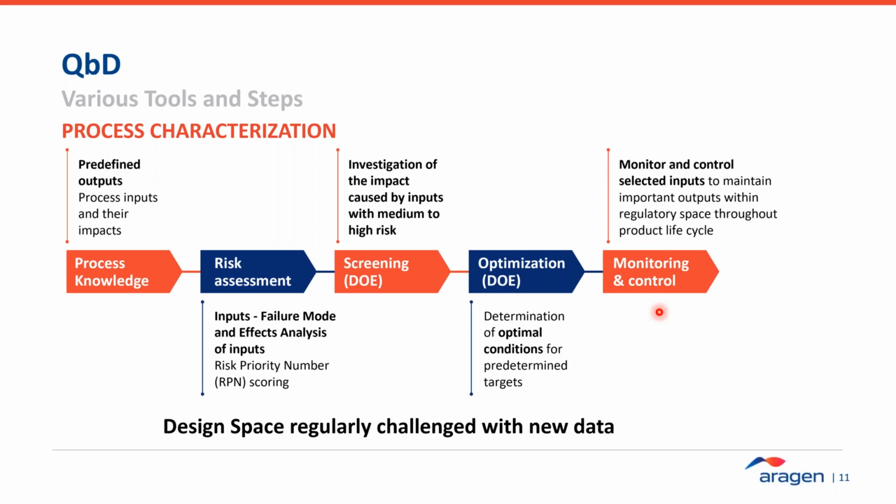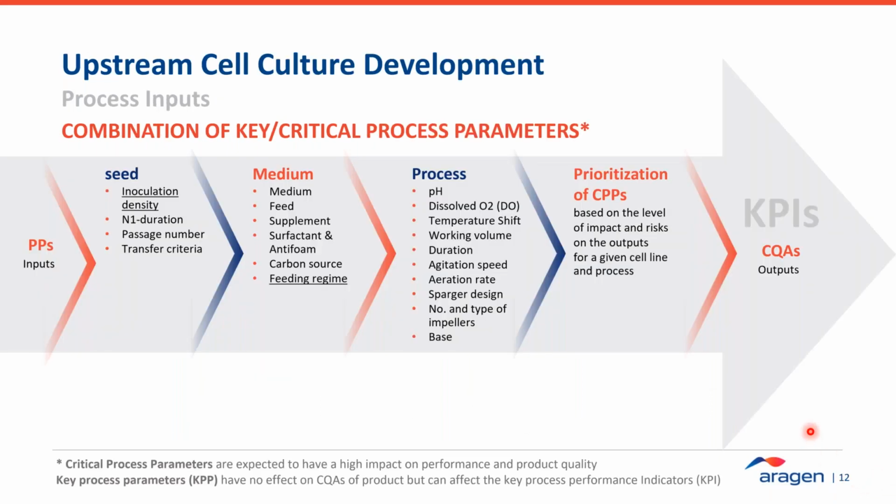Let me remind all of us that design space that we established originally is going to be constantly challenged with new data that we generate. As I mentioned before, I'm going to talk more about process inputs. The process inputs are screened in terms of effect on process outputs. The inputs can be related to seed preparation, medium, and process. We classify inputs into key process parameters, or KPP, and critical process parameters, or CPP.